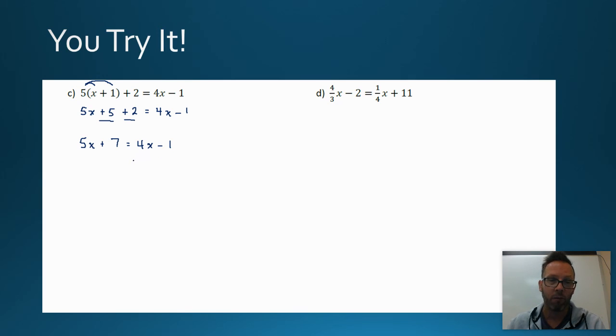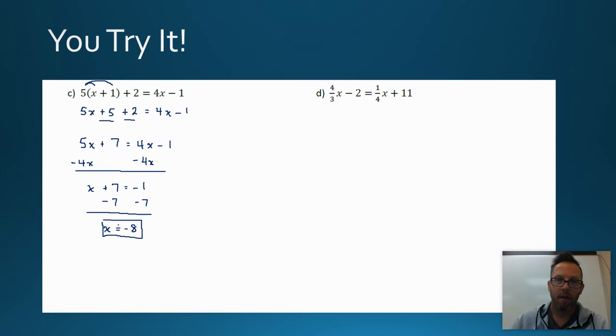And this one actually works out really nice because look, if you subtract 4x from each side, 5 minus 4 is exactly 1. We get just x plus 7 equals negative 1. Subtract 7 from both sides. Negative 1 subtract 7 is negative 8. And guys, we got it. So that problem had it all except for fractions. Let's do one more with fractions.